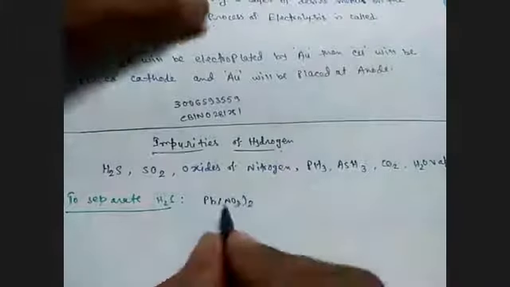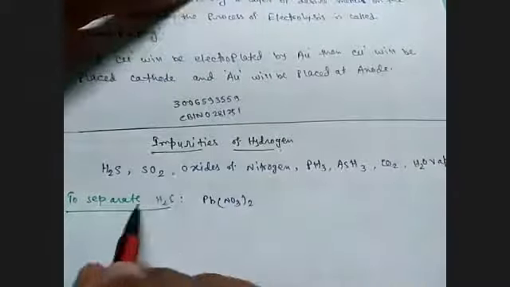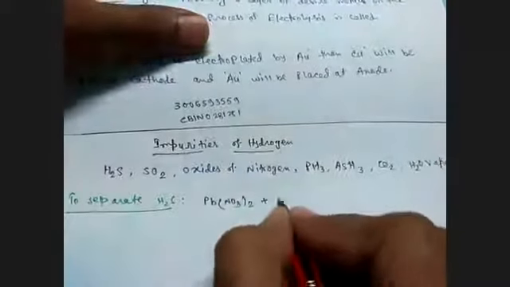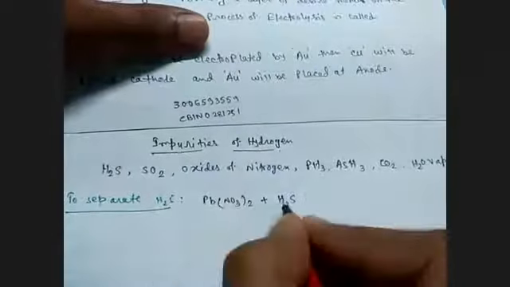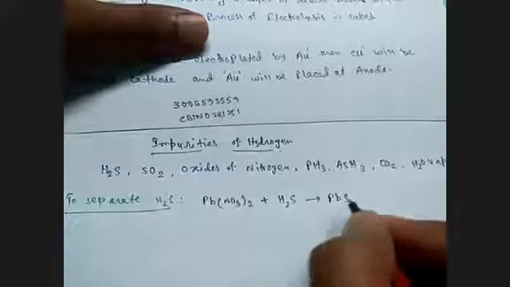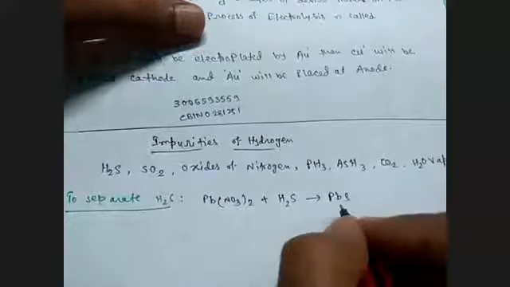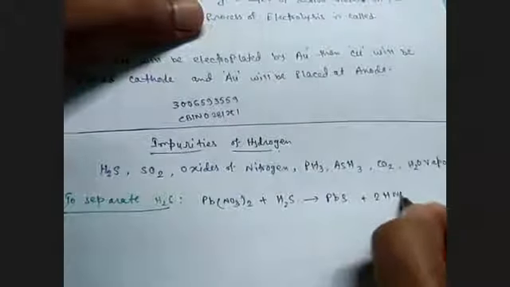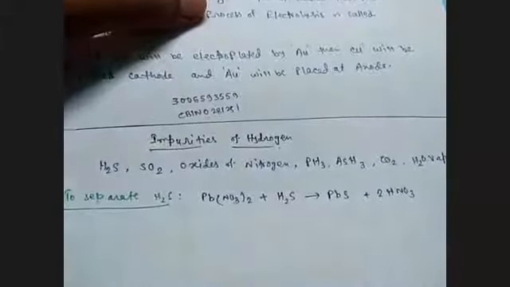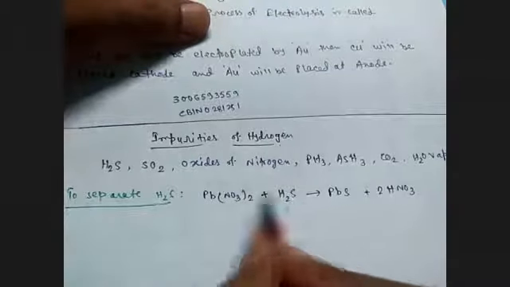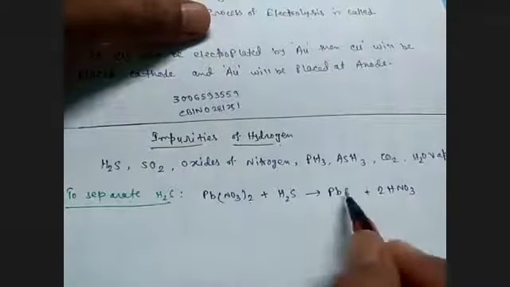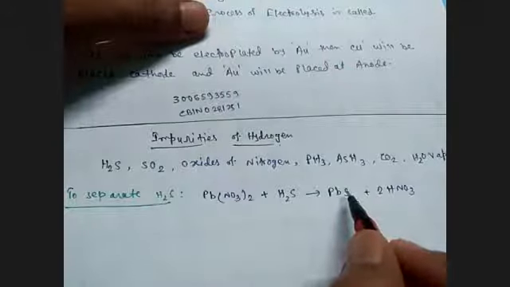Okay. So when hydrogen is passed through lead nitrate solution, H2S reacts with lead nitrate to give lead sulfide, one kind of double displacement reaction that will be discussed in the next chapter. Lead sulfide and 2 molecules of nitric acid. Clear? So now the H2S impurity is separated out with the lead nitrate as lead sulfide precipitated out.